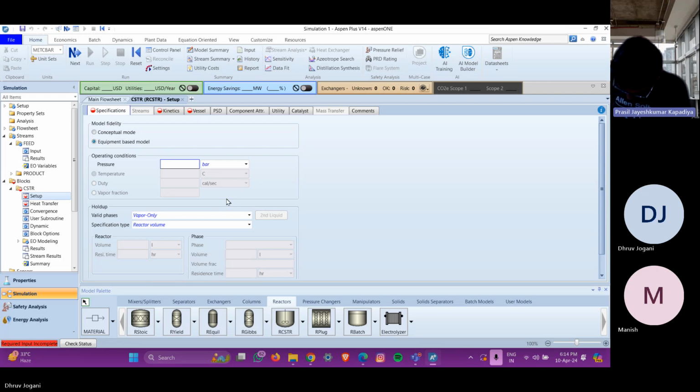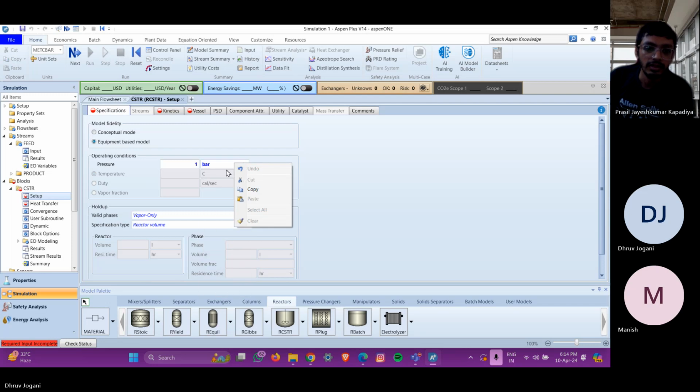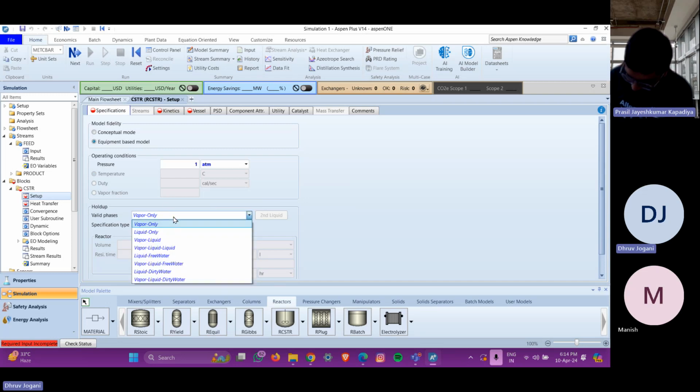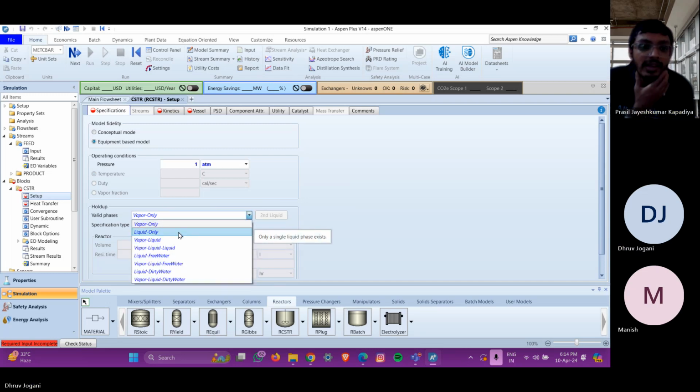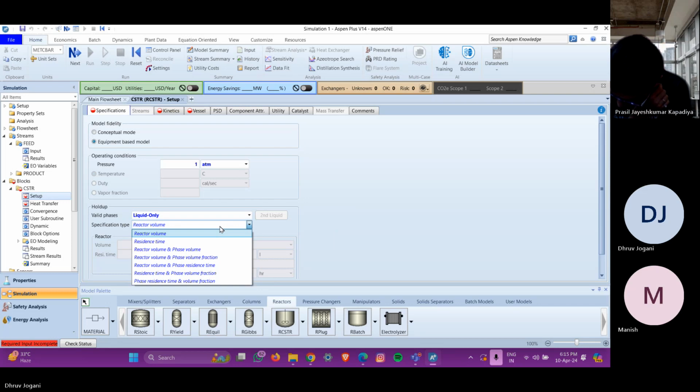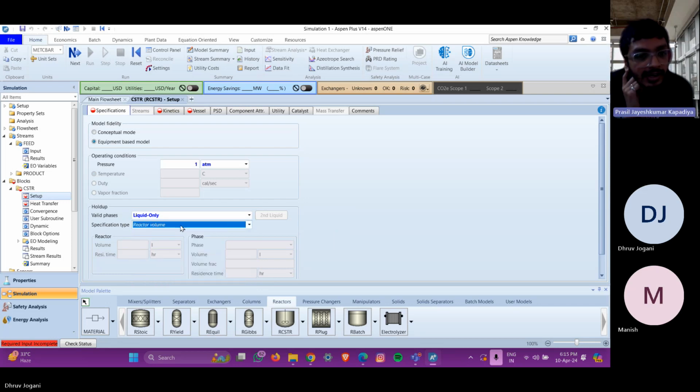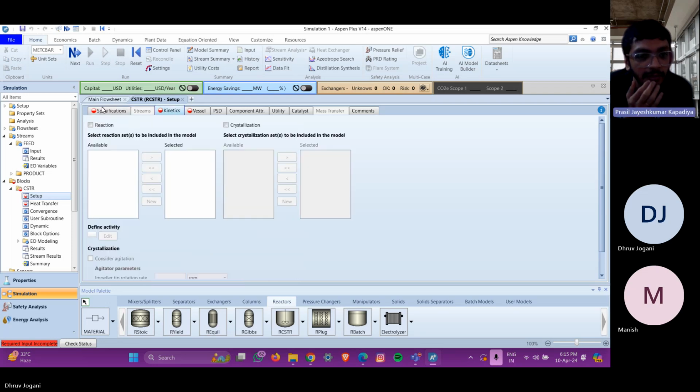The pressure of the reactor is 1 atmospheric pressure, and temperature we don't need to give. The phase is liquid, vapor or liquid? It will be liquid phase only because it's an esterification reaction. So liquid only. Reactor volume is given to us. Just press next. It should enable.